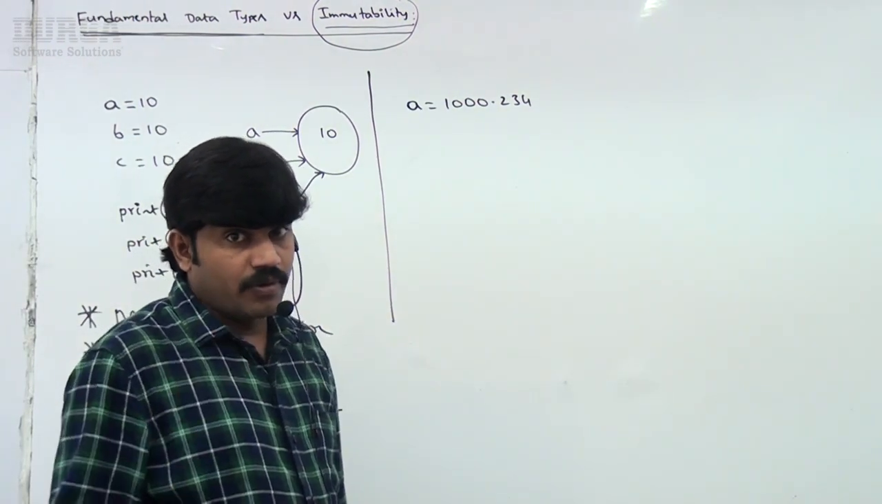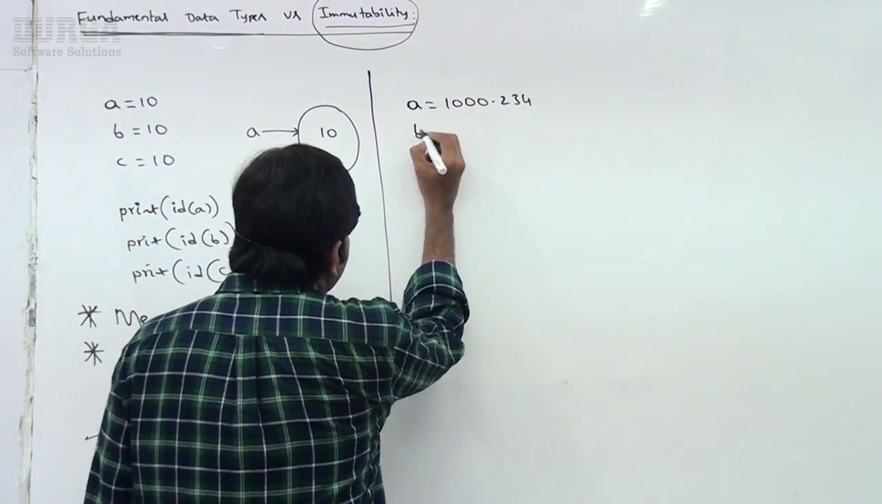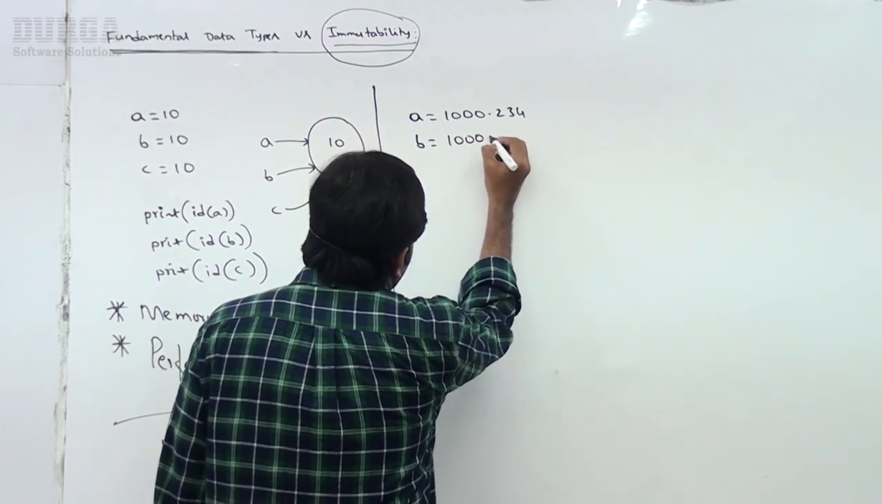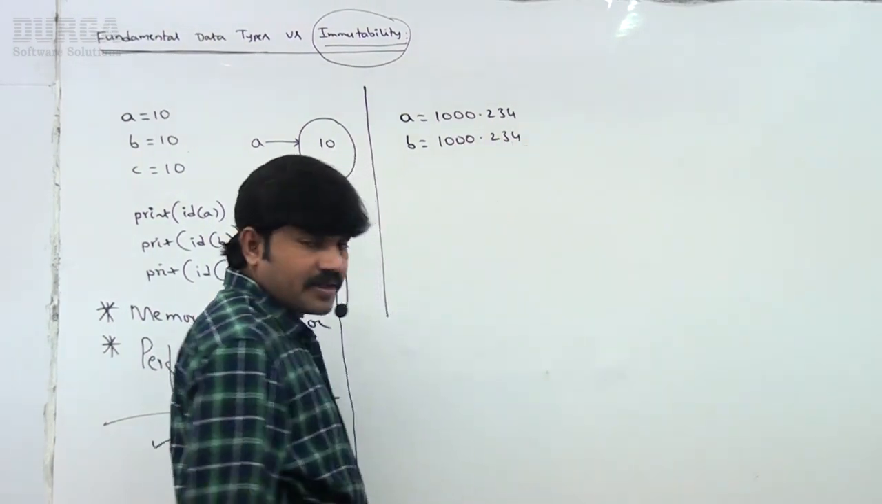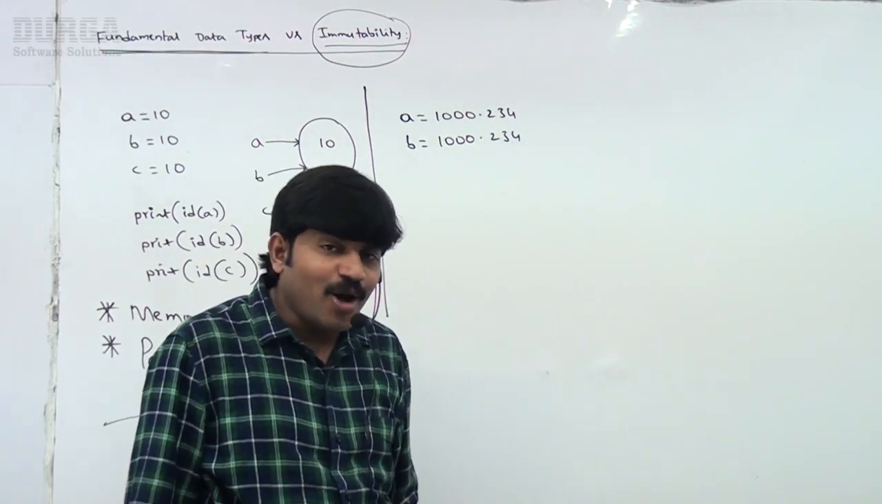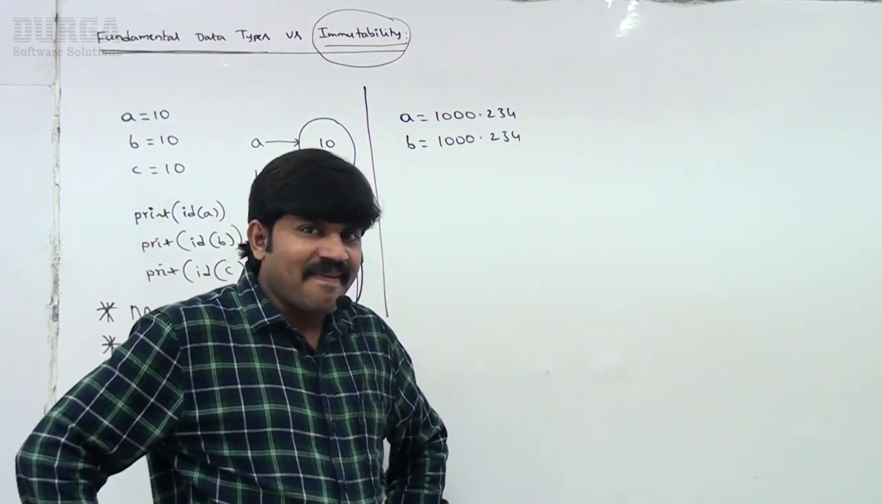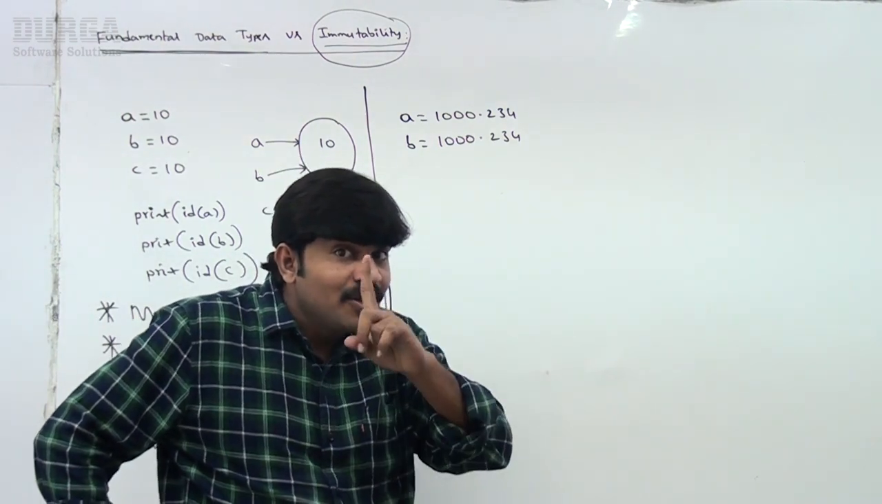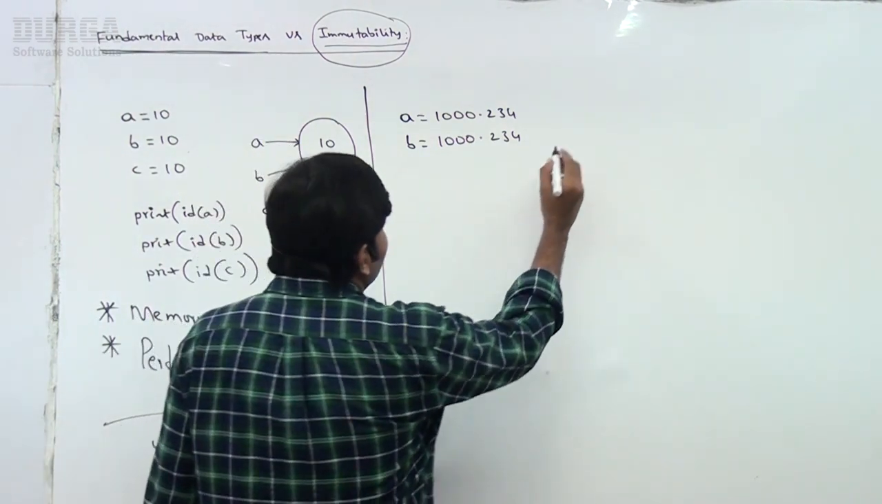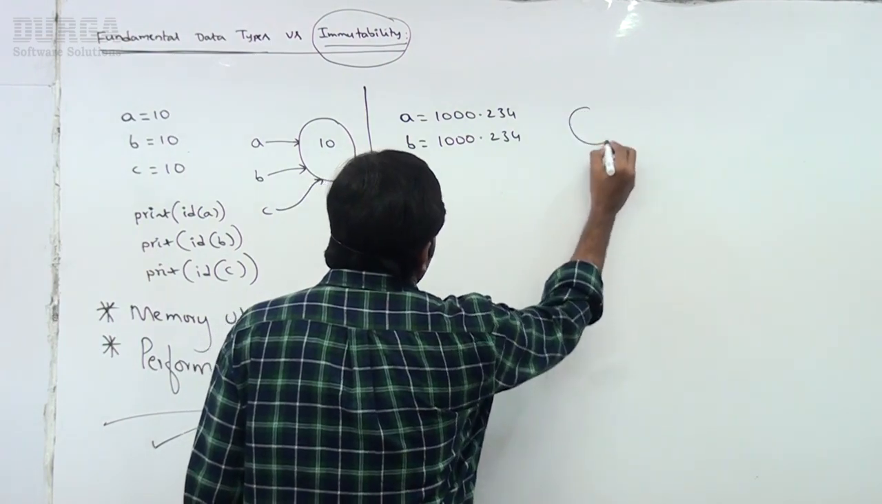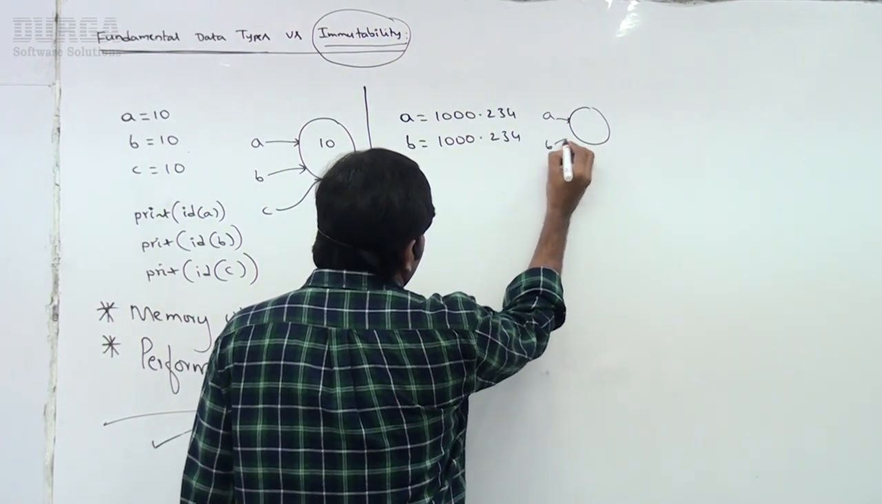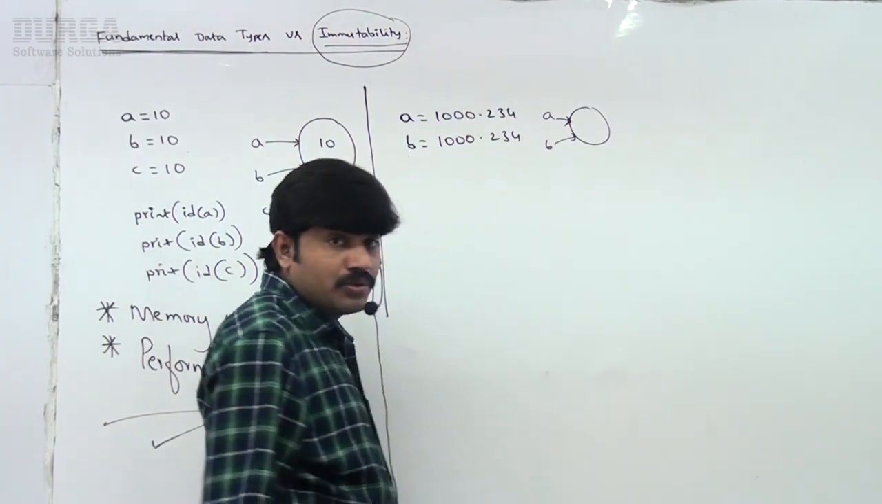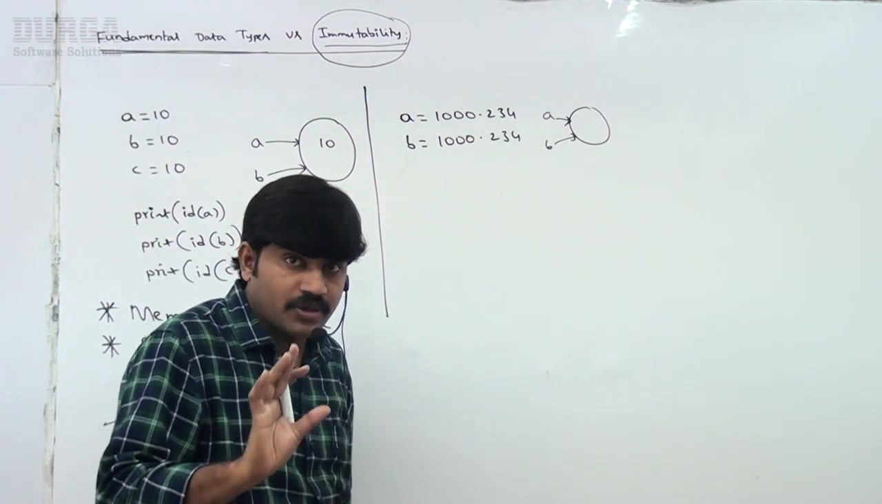It is the float value. Now B is equal to 1000.234. Can you please imagine how many float objects will be created? Only one object, and the same object is reused. Only one object is created and reused for both requirements, right?